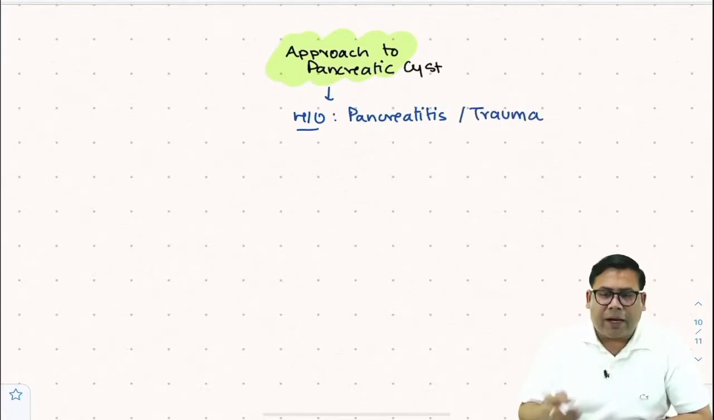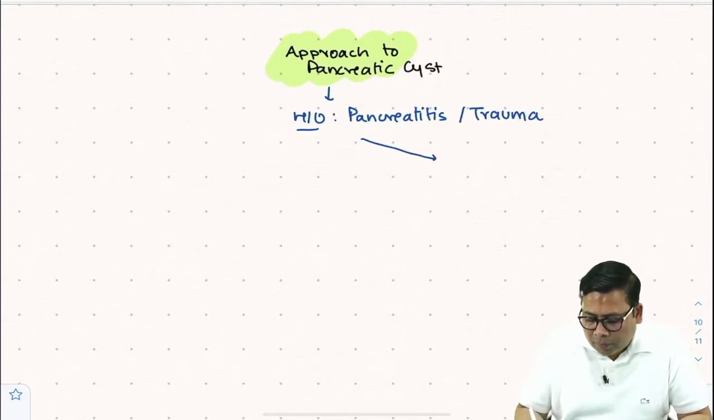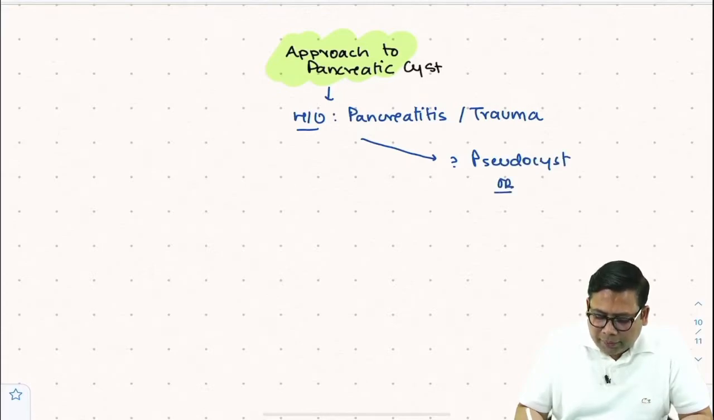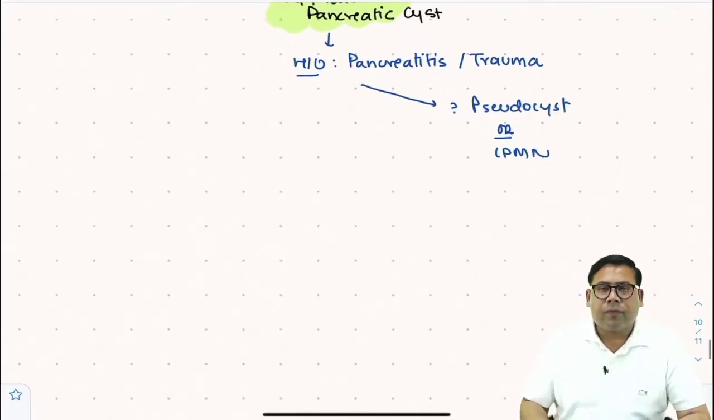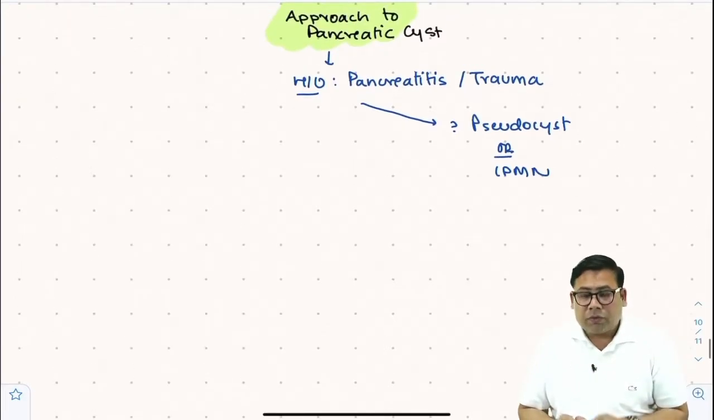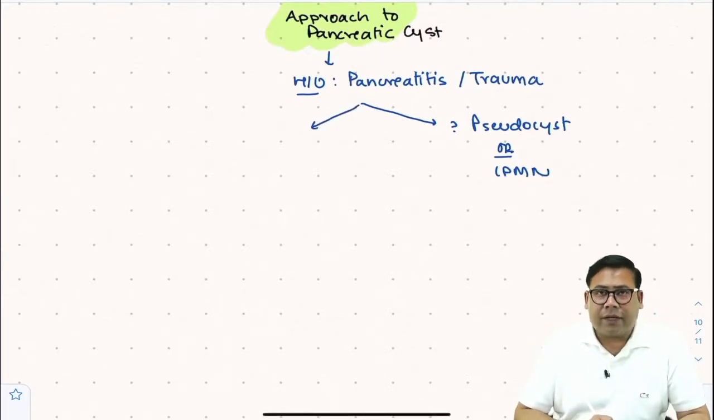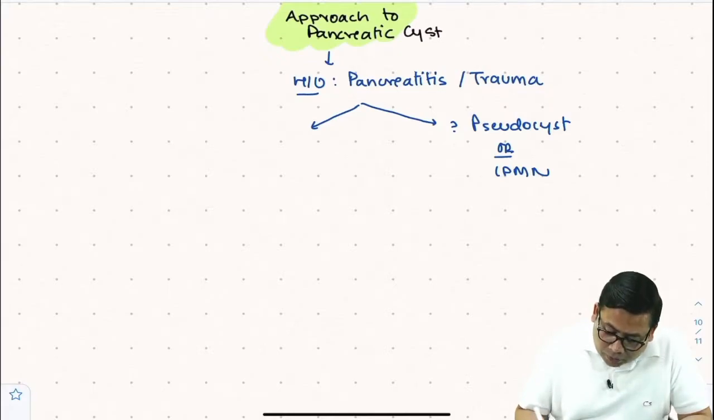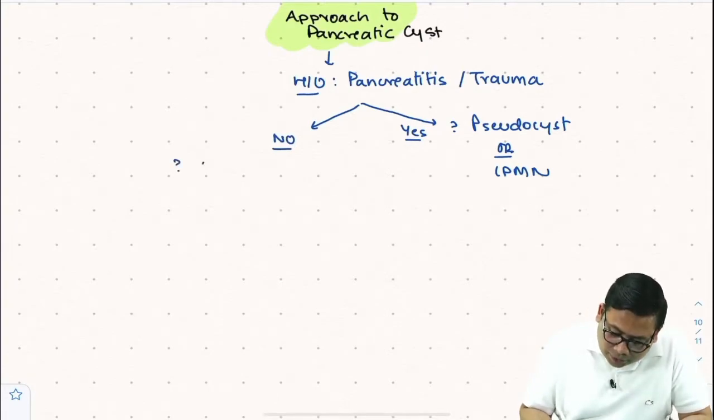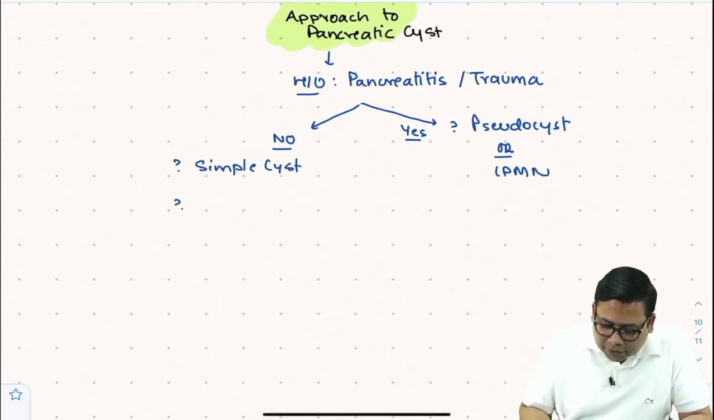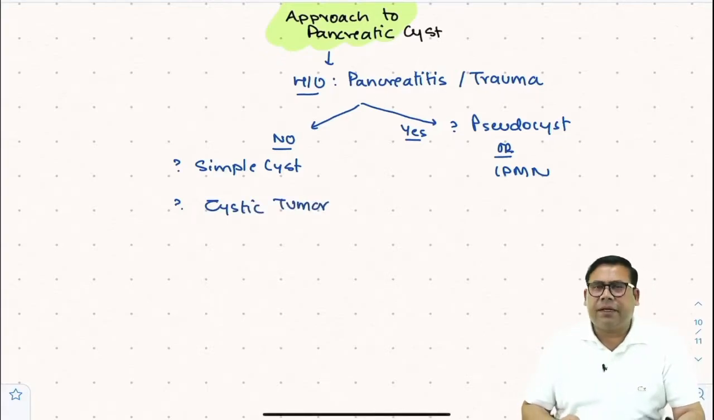If there is a history of pancreatitis or trauma, this could probably be a pseudocyst, or it could be IPMN, and this is very, very important. So it could be a pseudocyst versus IPMN. If there is no history of pancreatitis, it could be a simple cyst, or a serous cystic neoplasm, or you can say a cystic tumor. So how to differentiate between them and how to evaluate them, let us see.